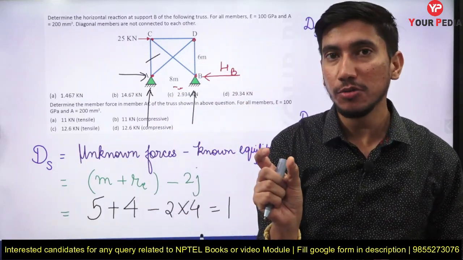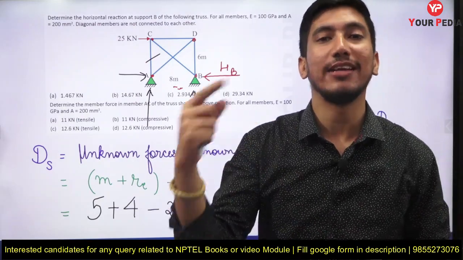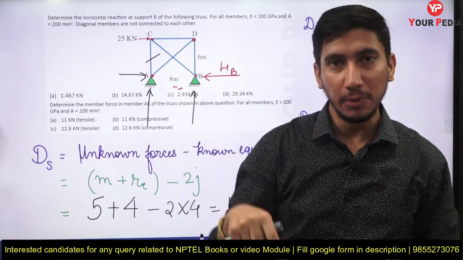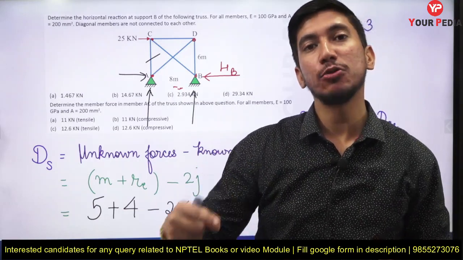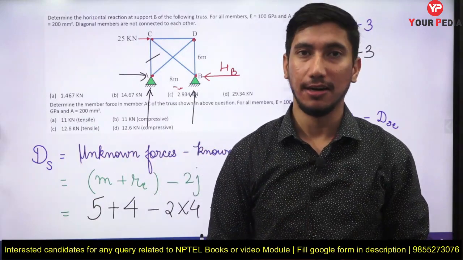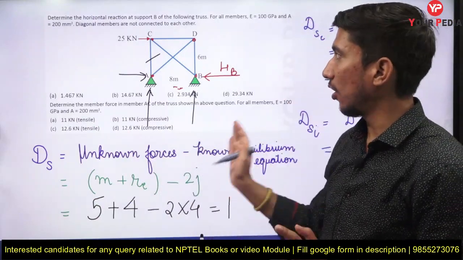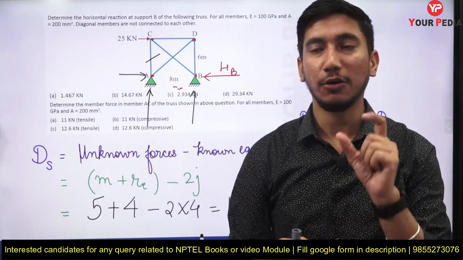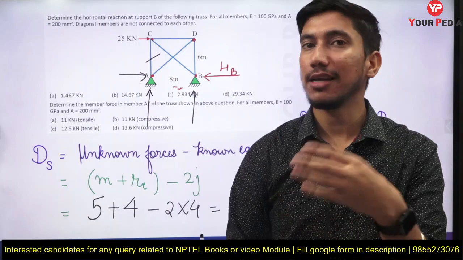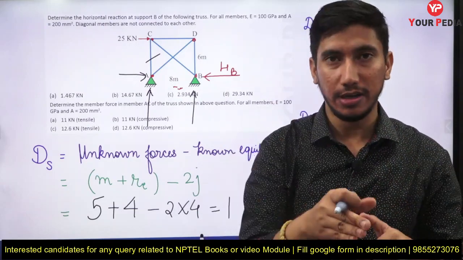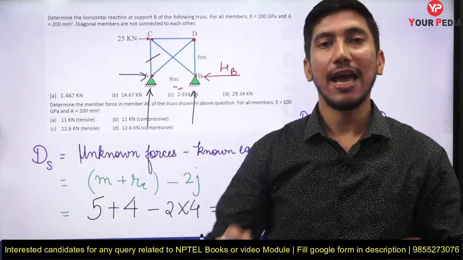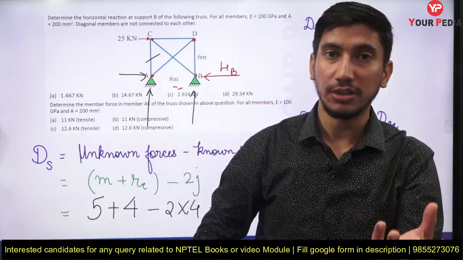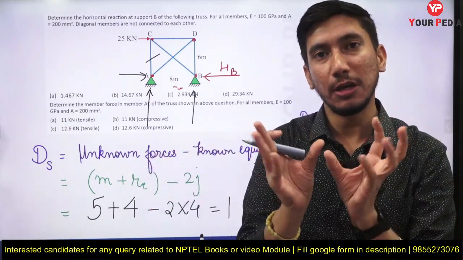So the redundant force that we are going to choose is going to be one of the reactions. We don't need to choose a member force as the redundant, we have to choose one of the support reactions as the redundant. So in order to solve this, we are going to use the method of superposition. We are going to choose one of the support reactions as a redundant force and analyze the whole truss without that redundant force first, and then analyze the whole truss with that redundant force but without the external force, and we are going to combine both the results.